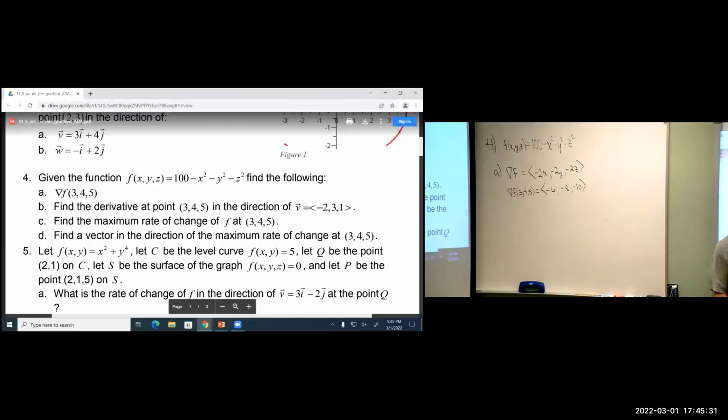We could get some functions where the partials might be a little messy, but procedurally, this is very doable for us. Okay, B wants a directional derivative in the direction of V. Now, we are going to take a dot product. We've already done part of the work for this, but what do we need to do before we take the dot product?